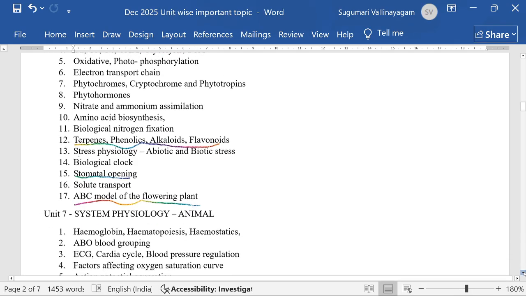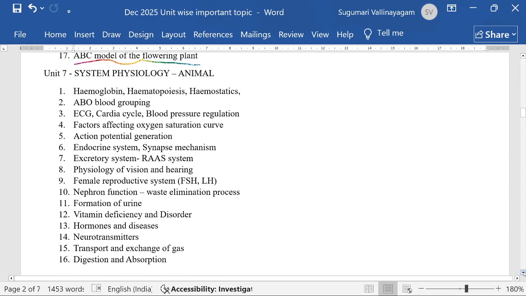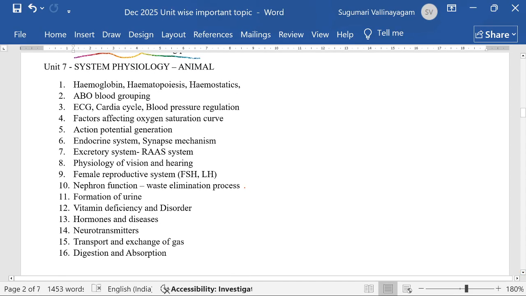And the next important portion is the system physiology of animals. Here we consider all the systems. First, we consider the blood circulation system: how blood is in our body, how it is created, and how it is involved in function. And then next we should know the cardiac system.